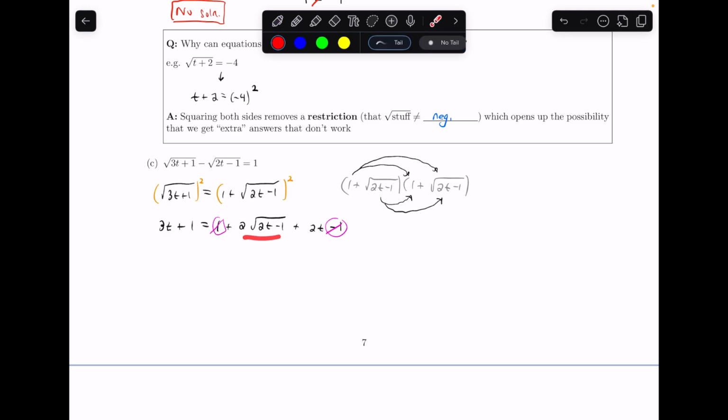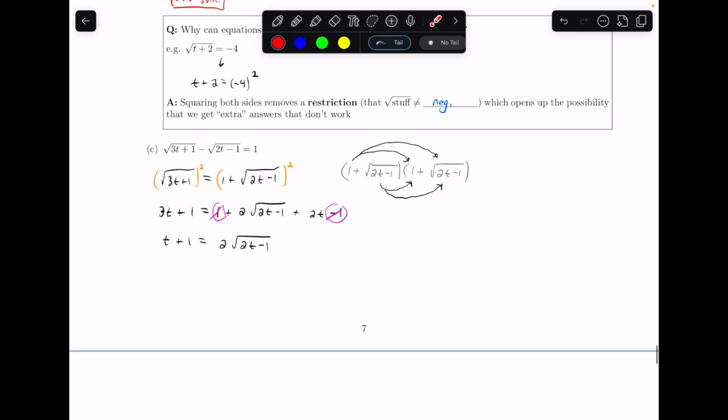Let's try to isolate this square root now. So I'm going to take this 2t and then subtract it over to the left. That'll just give me t and then plus 1. And on the right side, I got 2 times the square root of 2t minus 1.